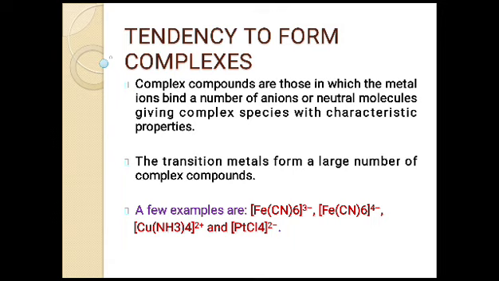Tendency to form complexes. Complex compounds are those in which the metal ions bind a number of anions or neutral molecules, giving complex species with characteristic properties. The transition metals form a large number of complex compounds. A few examples are [Fe(CN)6]3-, [Fe(CN)6]4-, [Cu(NH3)4]2+, and [PtCl4]2-.